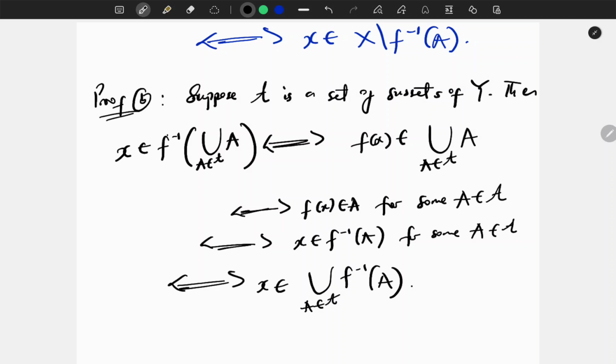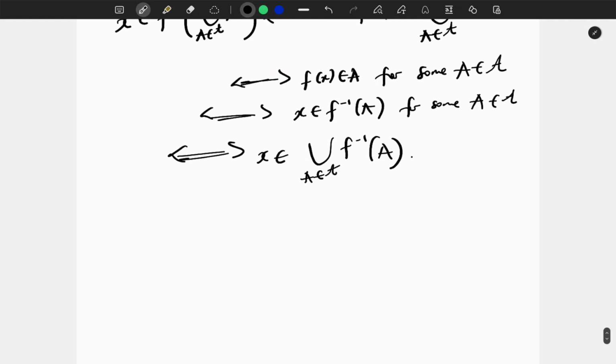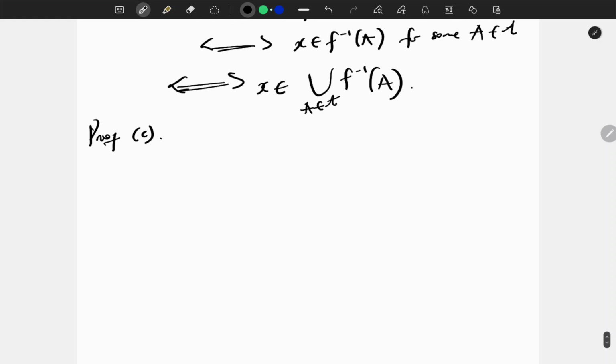So similarly, you can also prove the second part, part C. You can also follow the same procedure. So the next definitions: inverse image of a composition.